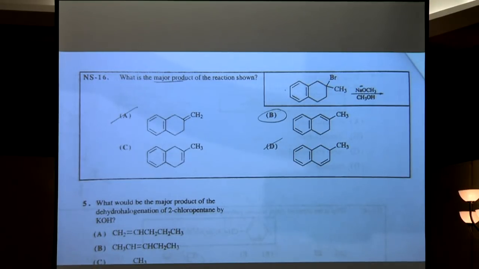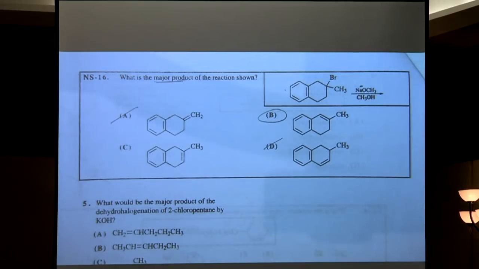Right, that too. That's a good point. So if it was primary, then it would go ahead and do substitution instead of elimination. Thank you. Although substitution does happen, I know in class they said it doesn't, but it should at least as a minor product. I'm sorry? I would say so because it's tertiary.